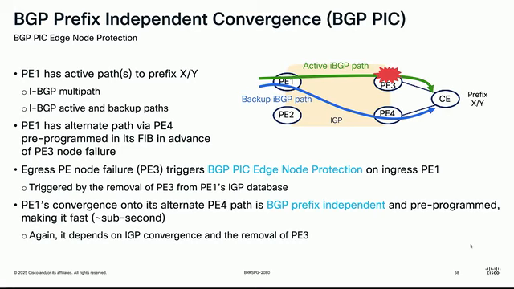As soon as egress PE goes down, PE1 via IGP will get notified that PE3 is no longer available, or the loopback of PE3 is no longer available. PE1 will switch. So the ingress PE would switch the traffic, in that case, for destination XY.